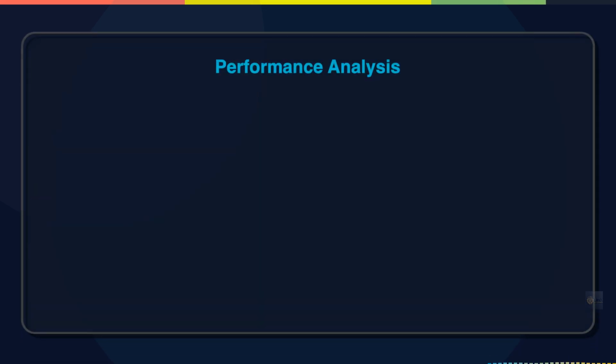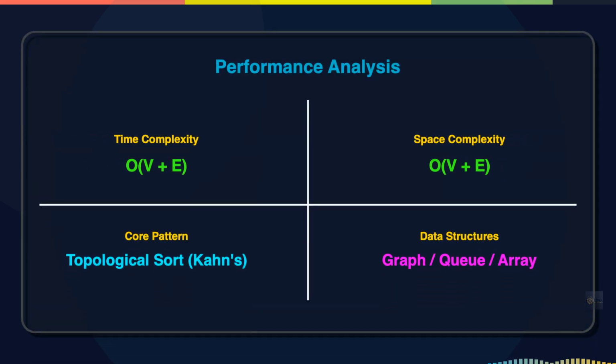Looking at the complexity, the time complexity is O(V + E), where V is the number of courses and E is the number of prerequisites. We visit every node and edge exactly once. The space complexity is also O(V + E), to store our graph and in-degree array. And that is Course Schedule 2 mastered.